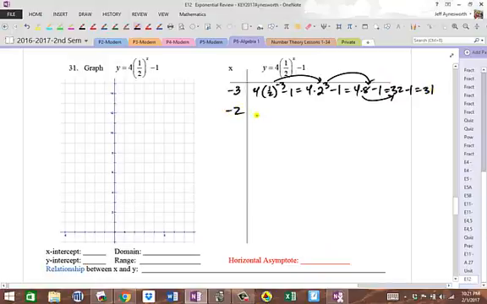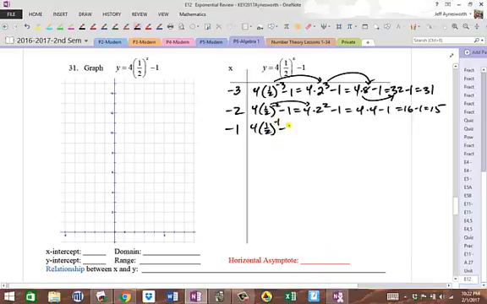When x is -2, it's 4 times 1/2 to the negative 2 power minus 1. Reciprocate first, so 4 times 2 squared minus 1. 4 times 4 minus 1 is 16 minus 1, or 15. When x is negative 1, it's 4 times 1/2 to the negative 1 power minus 1, which is 4 times 2 to the first power, which is just 2, minus 1. That's 8 minus 1, or 7. When x is 0, you get 4 times 1/2 to the 0 power minus 1. That's 4 times 1 minus 1, or 3, because 1/2 to the 0 power is just 1.